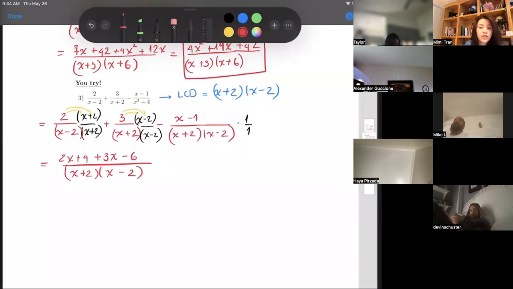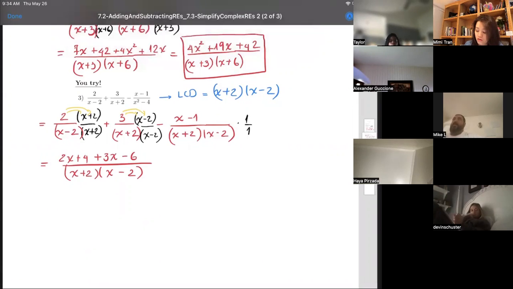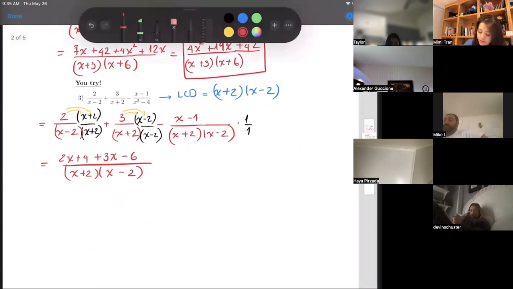And then the last one, what do you think? Remember the first problem that we had. The minus is for everybody, right? You're going to distribute that negativity. So it would be minus x, minus minus 1, so plus 1. Basically, whenever you see a minus in front of a fraction, you change the sign.